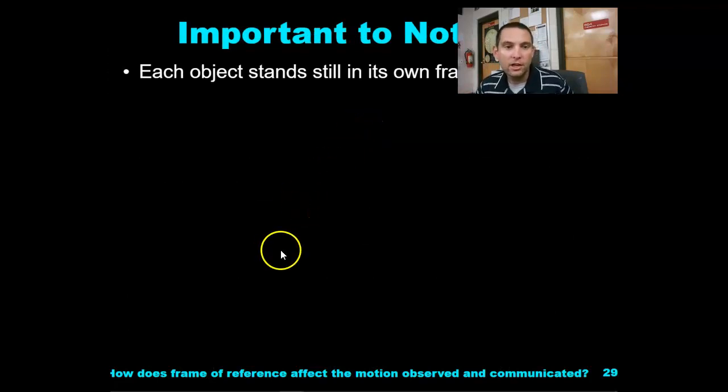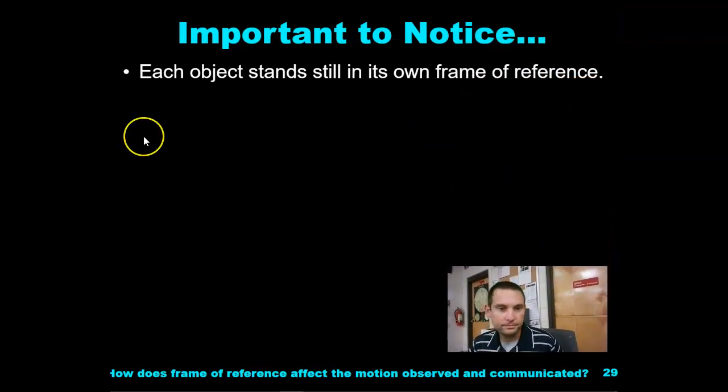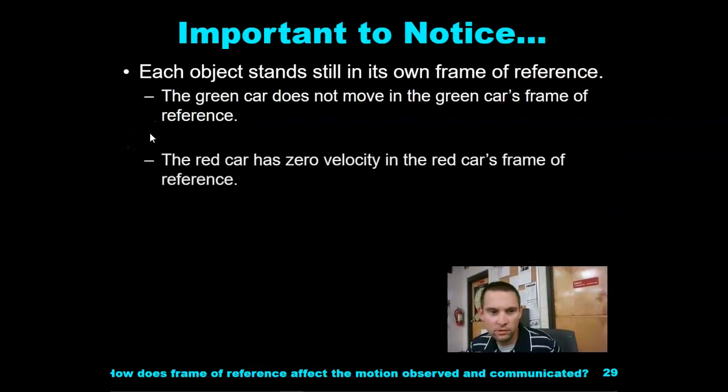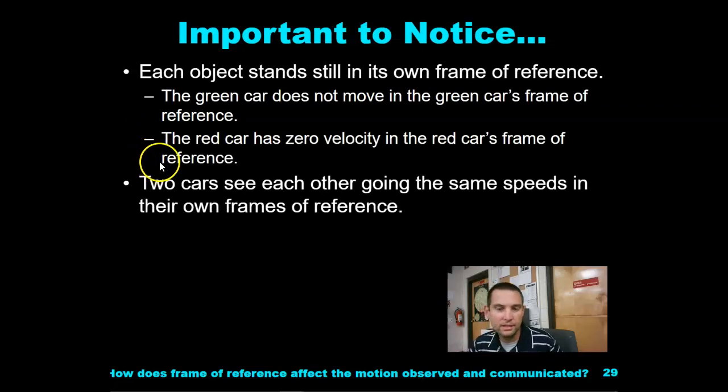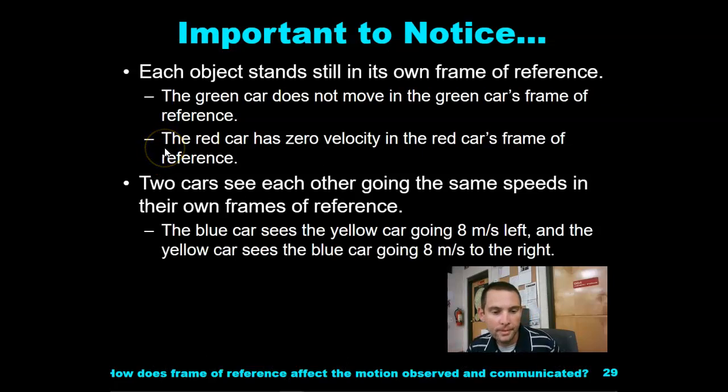So make sure you notice that each object stands still in its own frame of reference. The green car doesn't move in the green frame, the red car has zero velocity in the red car's frame. Two cars see each other going the same speeds in their own frame of reference. So just like I did with the camera, where I moved you with the same speed as me, we're in the same frame of reference at that point, so you can't tell if there's movement. Blue car sees the yellow car going 8 meters per second to the left, and the yellow car then sees the blue car going 8 meters per second to the right.